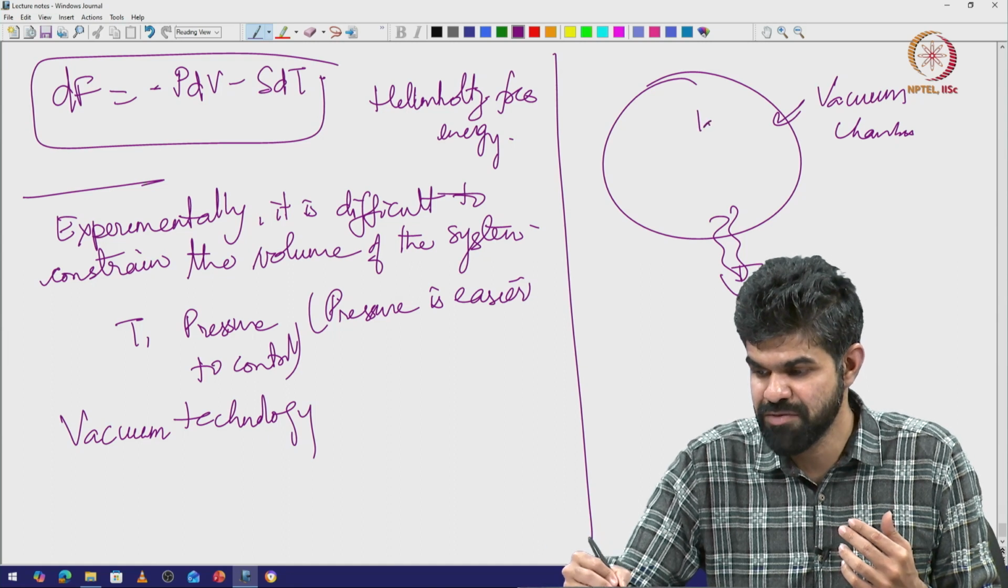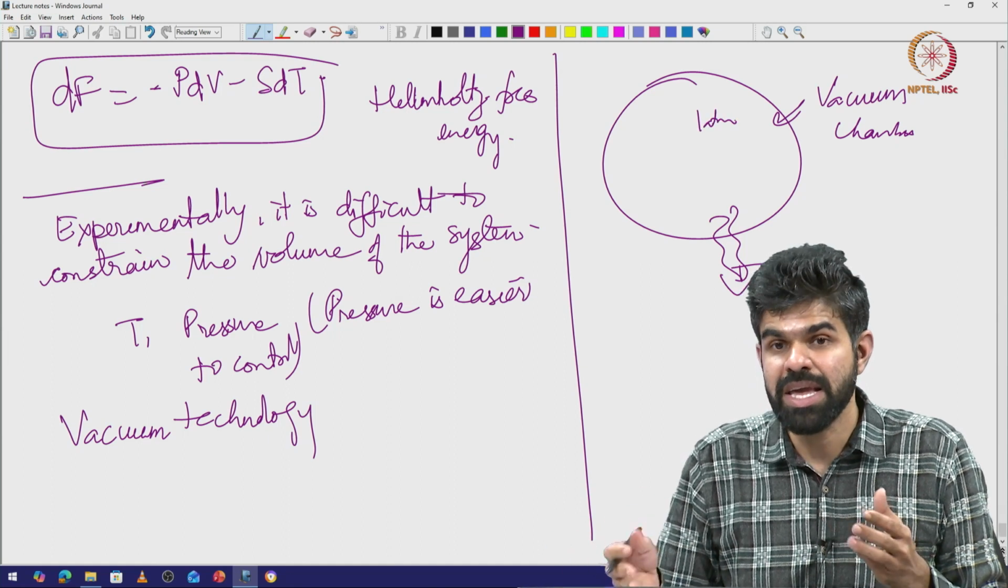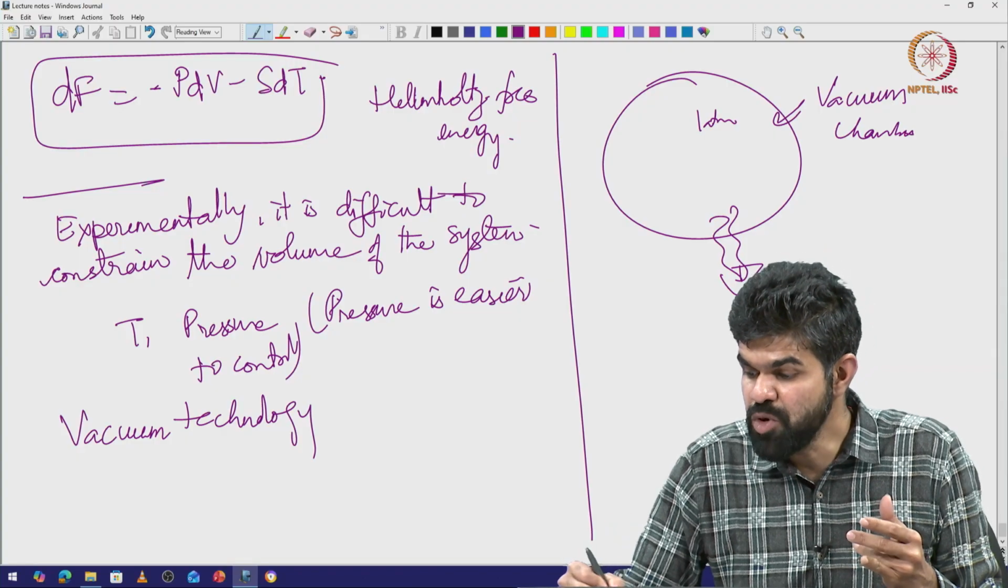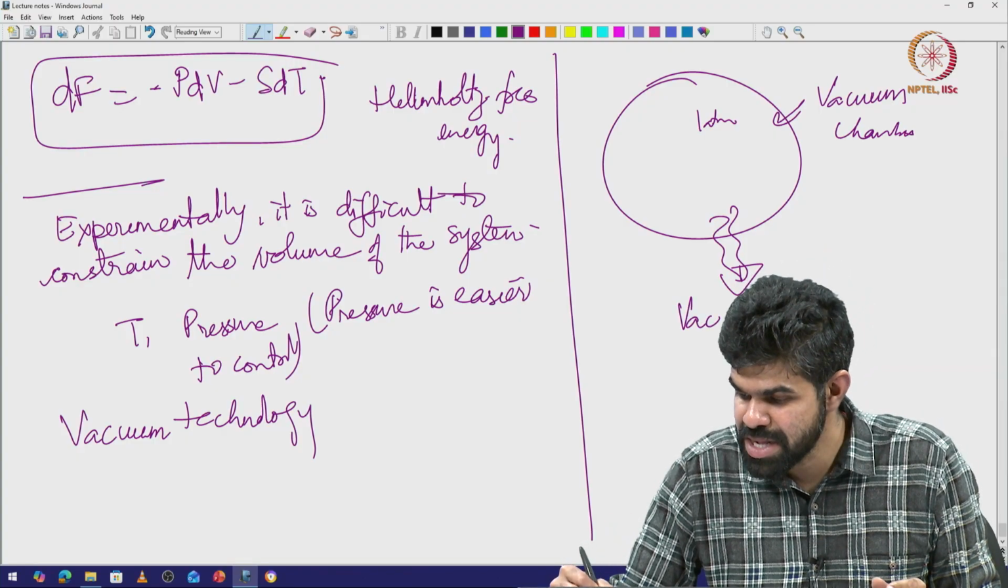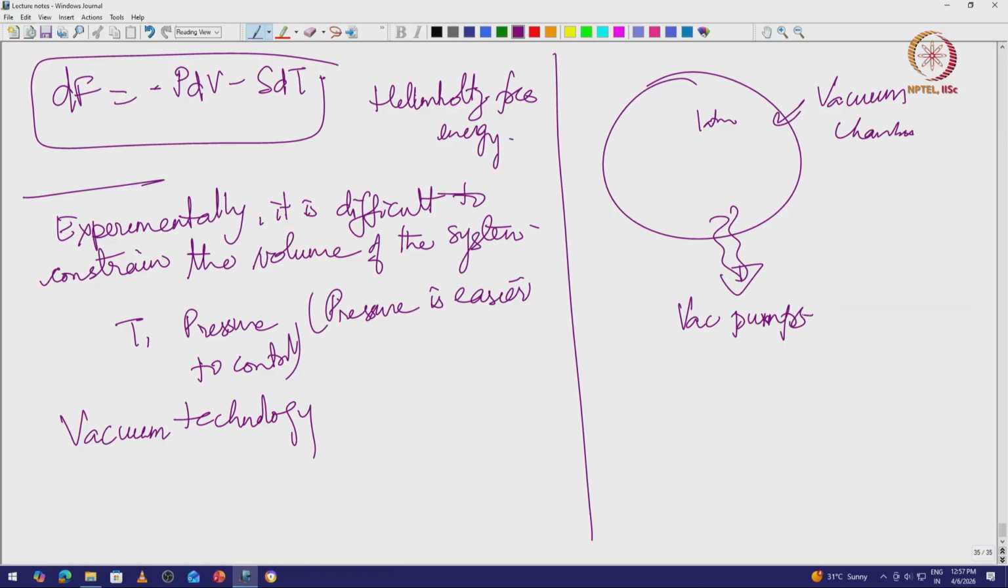Let us say this is at 1 atmospheric pressure, and I can remove gases using what are called vacuum pumps. Various kinds of vacuum pumps exist, such as roughing pumps. I will not go into details, you can check it out on the internet. Roughing pumps can take your pressure from 1 atmosphere all the way to 10 power minus 2 millibars.